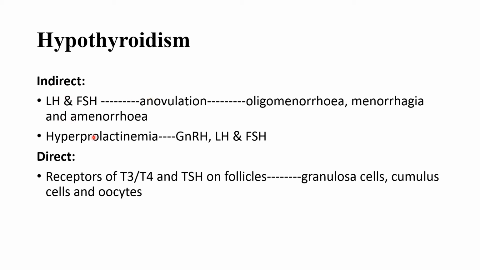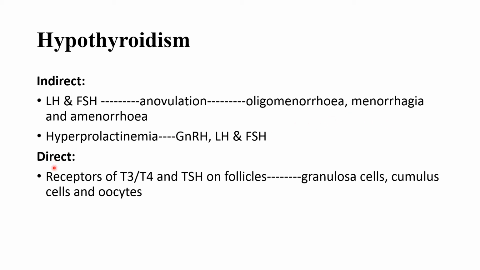Another way of disruption of LH and FSH is by hyperprolactinemia. Hypothyroidism may result in release of more prolactin, and there would be negative feedback on GnRH in the hypothalamus, and on LH and FSH, so as to not release these hormones. So there would be anovulation, oligomenorrhea, and menorrhagia or amenorrhea.